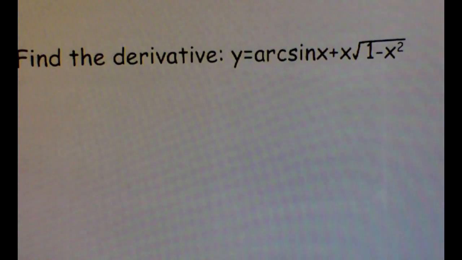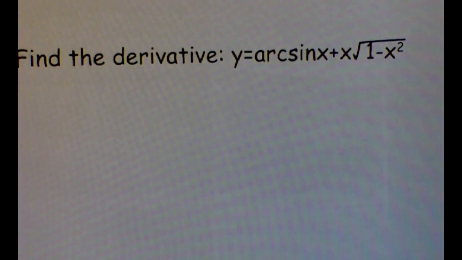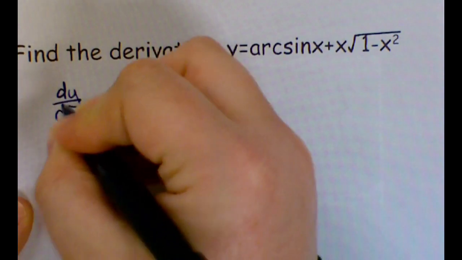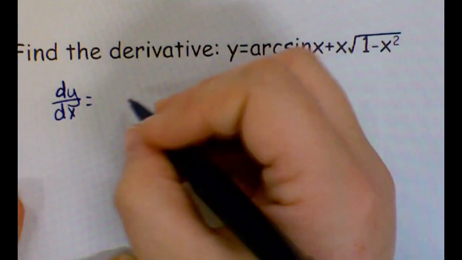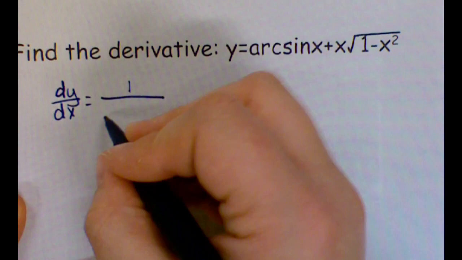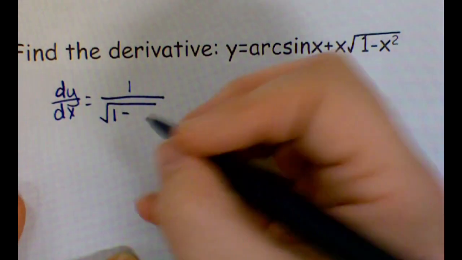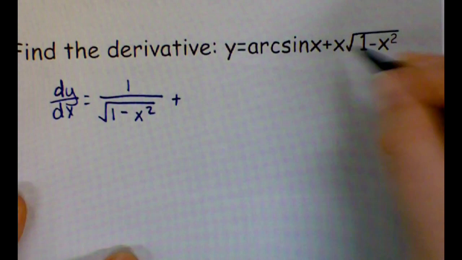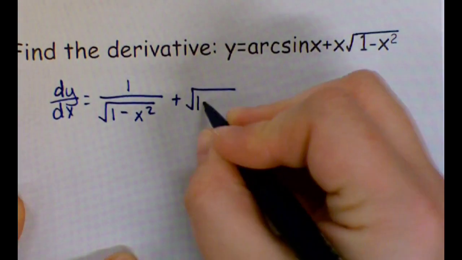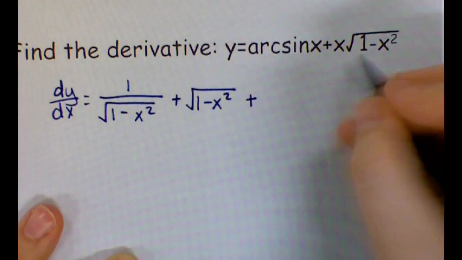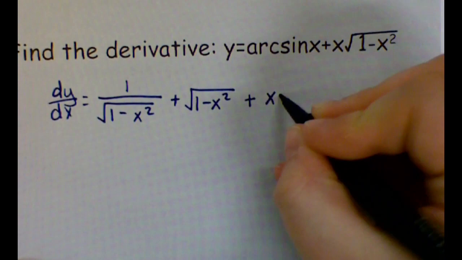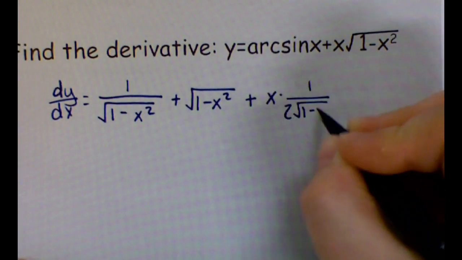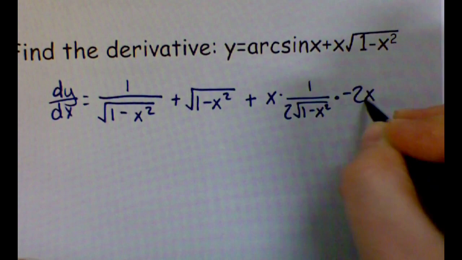Let's find the derivative of this wonky madness. All right, derivative of arcsine x. Derivative of arcsine is 1 over the square root of 1 minus x squared, plus the derivative of this. So the derivative of x is 1 times the square root of 1 minus x squared, plus x times the derivative of this madness, which is 1 over 2 square root of 1 minus x squared times negative 2x.